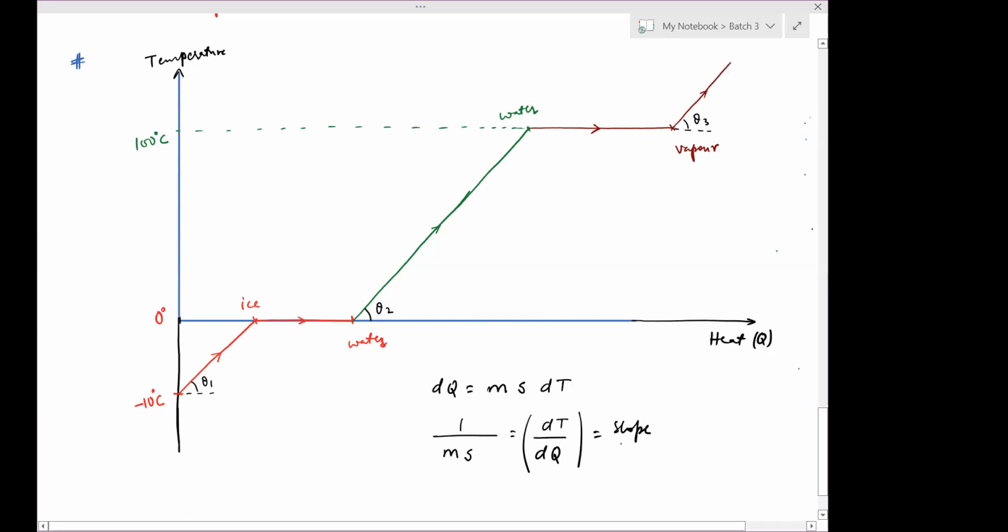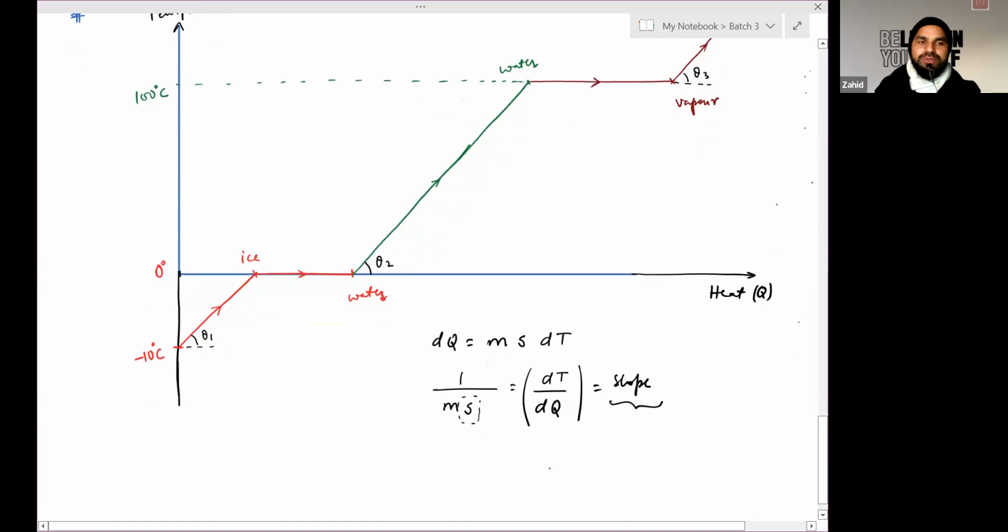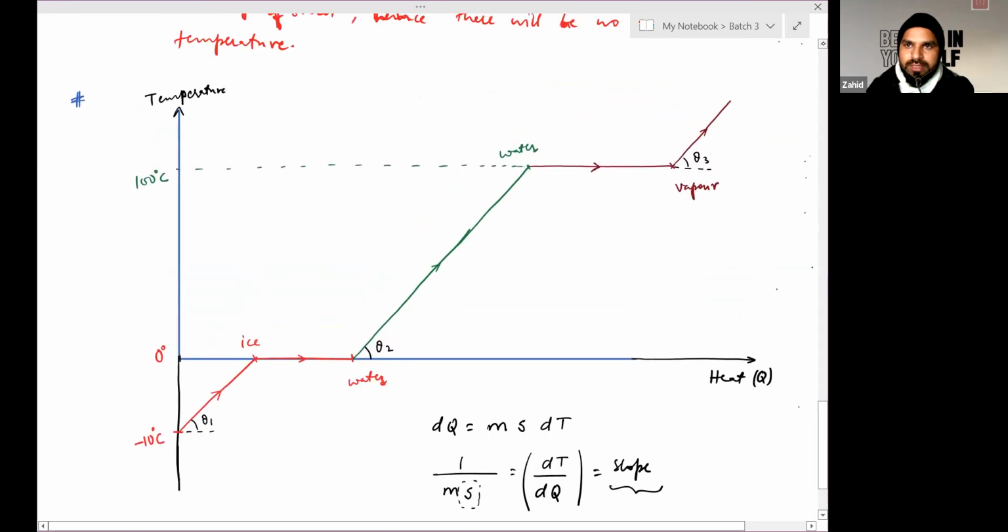Okay, sir. Now this particular slope is related to the specific heat constant S, or we can say the slope of this graph is inversely proportional to the specific heat of that particular substance. And in the last class, I defined the specific heat constant for ice, water, and vapor as well. So from this, we can say the more the value of the specific heat constant for a particular substance, the smaller its slope will be. So let me remind you about the last class.